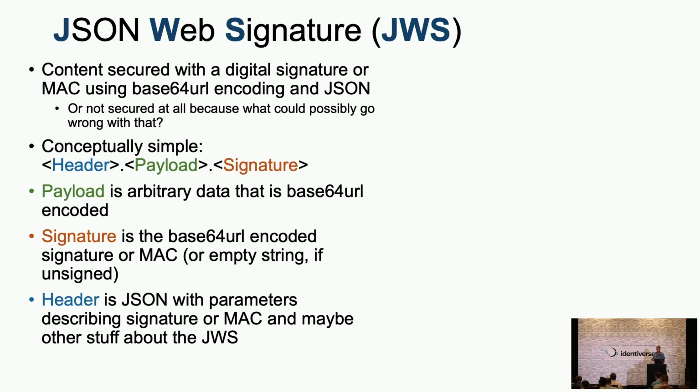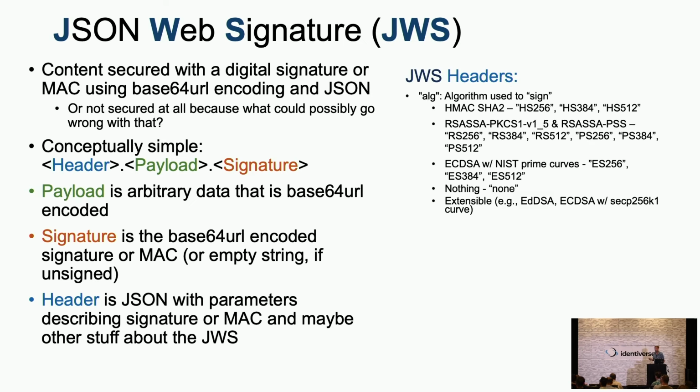And the header is JSON, again encoded, with parameters describing the signature or MAC and maybe other stuff about the JWS object. Some of those headers are defined. There's an alg. Alg defines the algorithm that was used to sign this JWS. There's a bunch of HMAC signatures, which aren't actually signatures, but there they are.